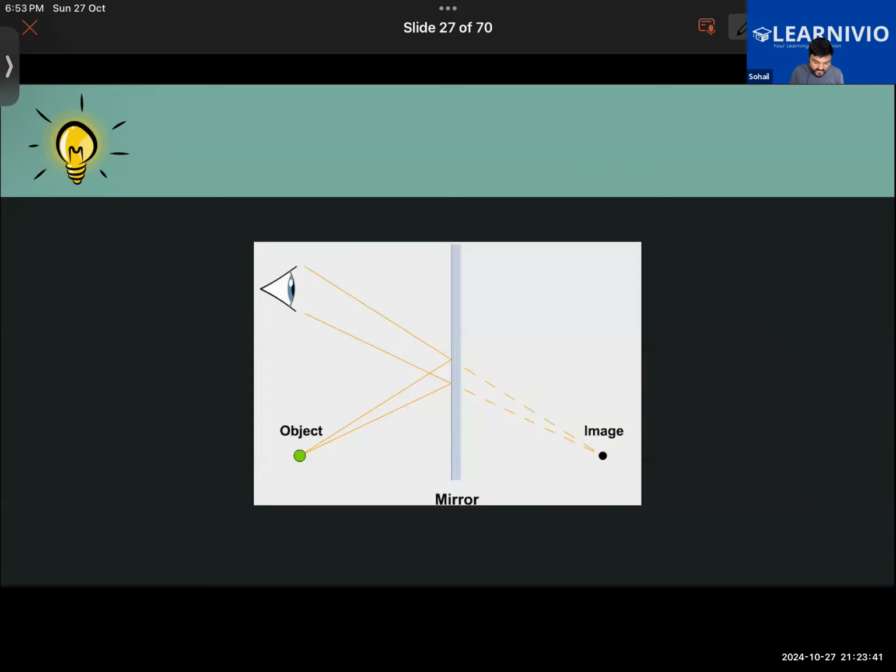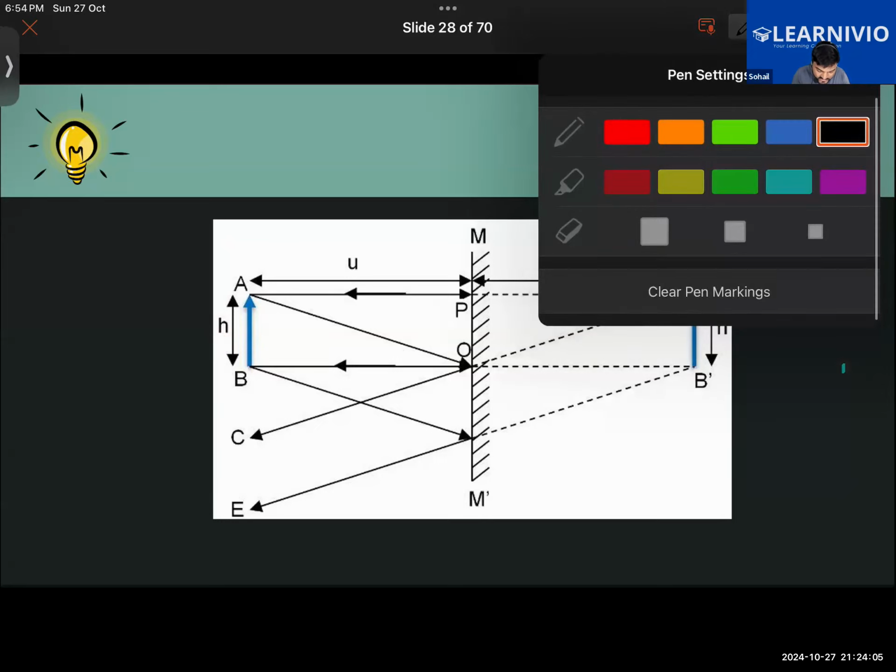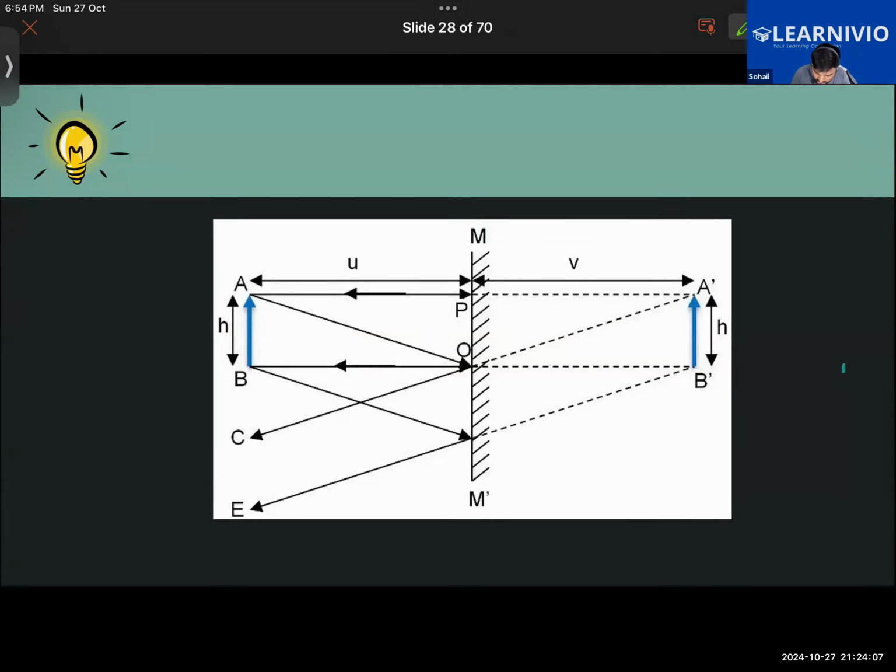For that purpose, consider that you have this diagram here. I know this might feel a little bit complex, but it is not that difficult to understand. Pay attention to this one here. AB is representing an object, and it will have some height, which is in short represented by H. Let us get a few things clear in this. What does H represent?